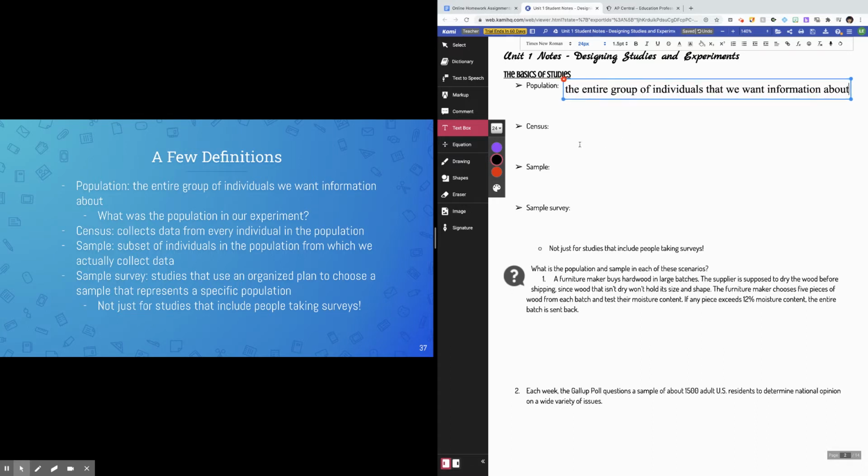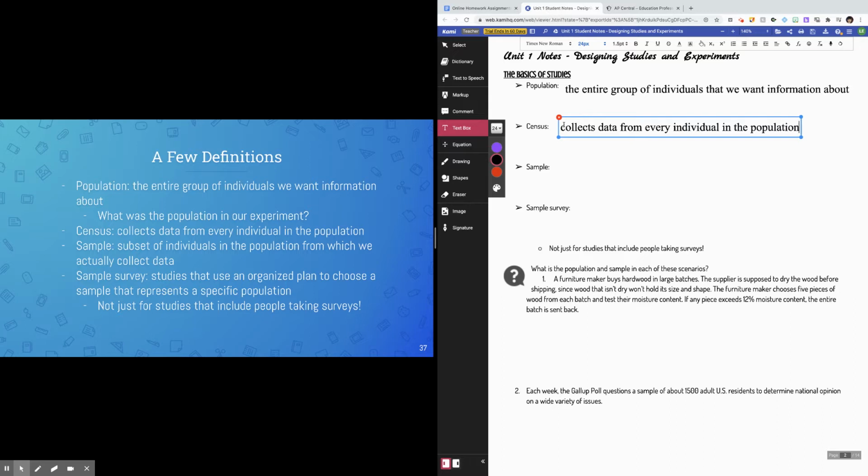It is very difficult to get data from an entire population. Remember, this class at its core is about a search for the truth, right? We are trying to find the truth about a population of people. So the only way to know that for sure is to do what's called a census. A census collects data from every individual in the population.